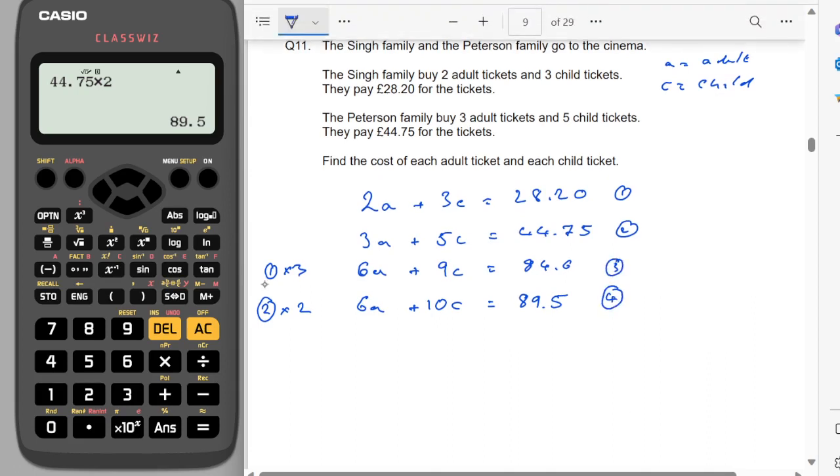So now that I've got my 6 A's on both equation 3 and 4, I'm going to subtract one from the other. Because I've got 10C here and 9C here, I'm going to do equation 4, take away equation 3. So 6A take away 6A is 0. 10C take away 9C is C. And then £89.50 take away £84.60.